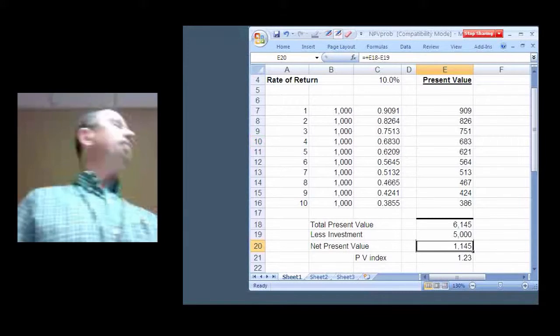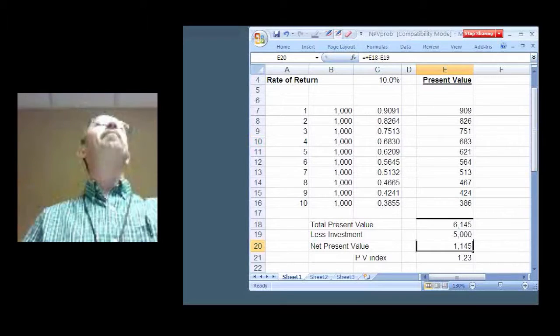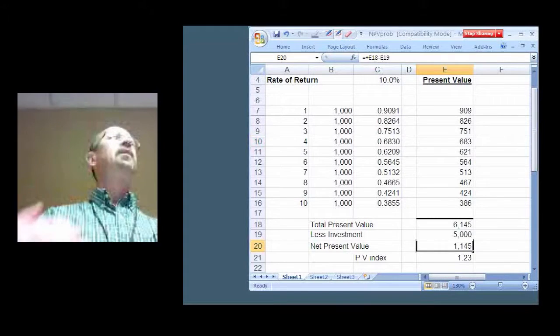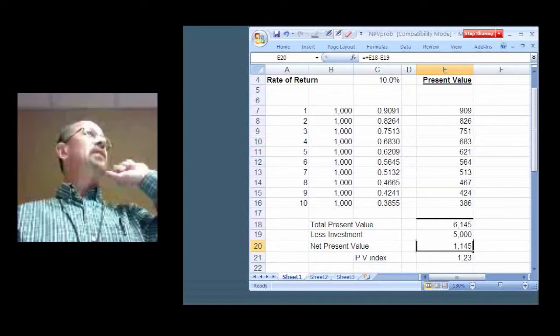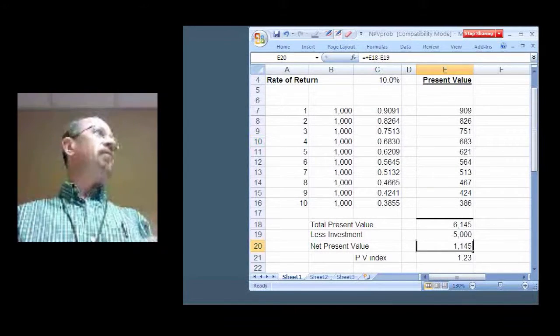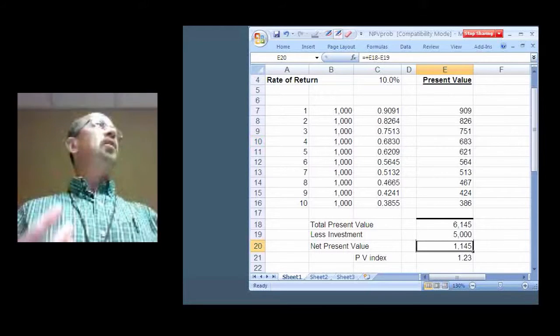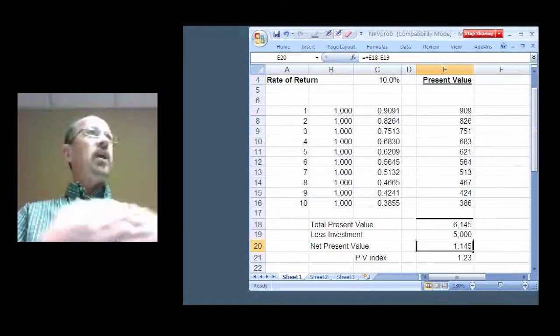Now, in the net present value calculation, if you have a positive number, it tells you it's a good idea to do it. Go for it. It's a go. Positive numbers when you're calculating net present value tell you it's a go. If it was a negative number, it'd say no go.